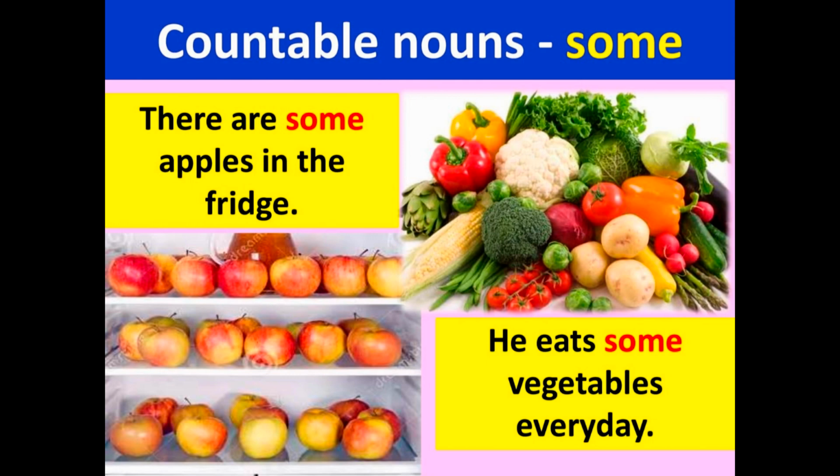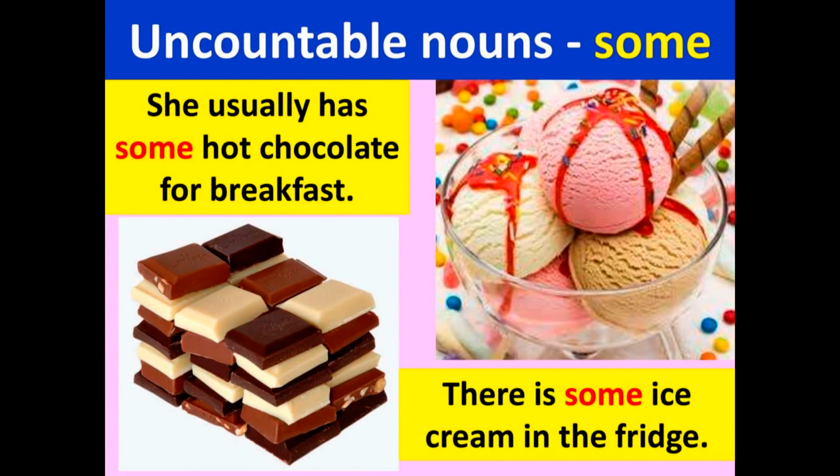Examples for countable nouns, some. There are some apples in the fridge. He eats some vegetables every day. Examples for uncountable nouns, some. She usually has some hot chocolate for breakfast. There is some ice cream in the fridge.